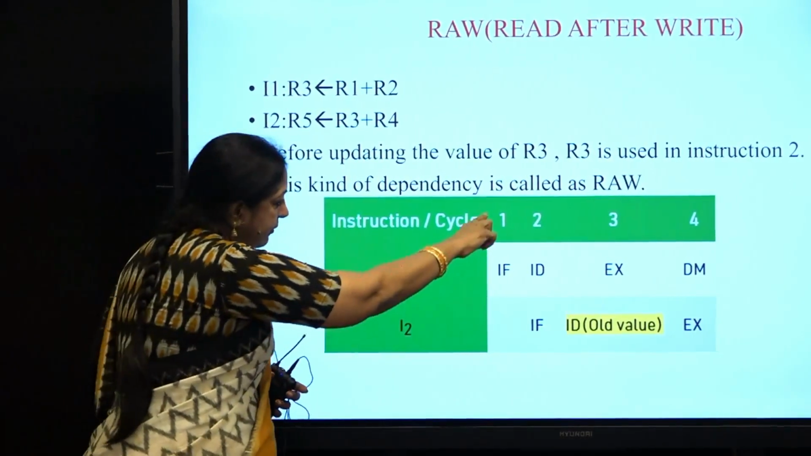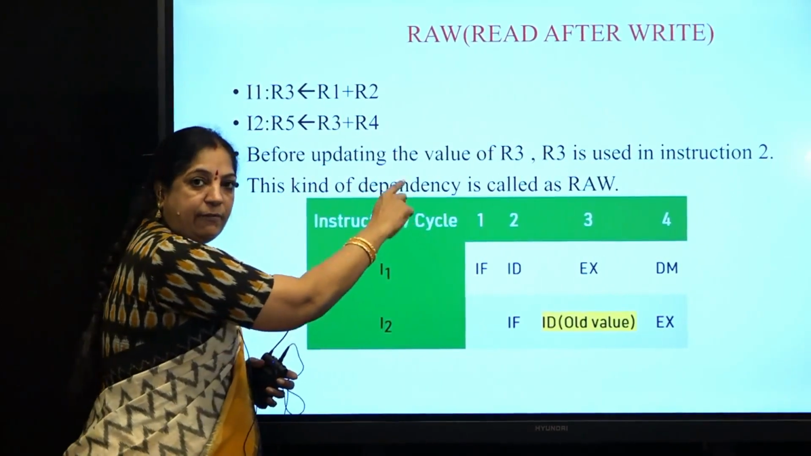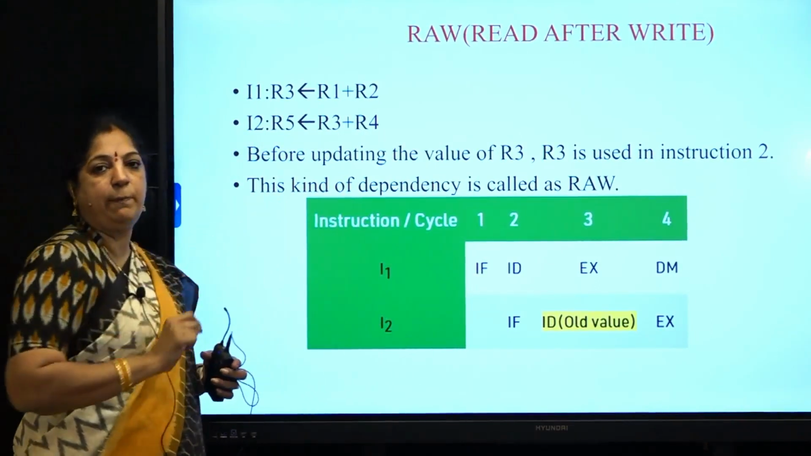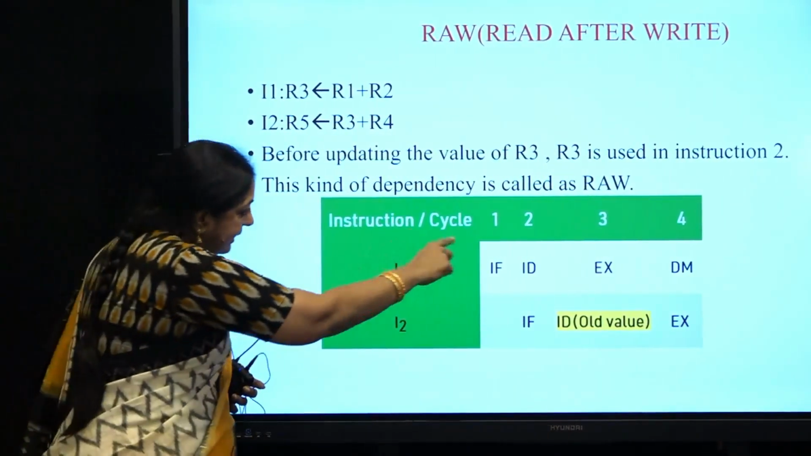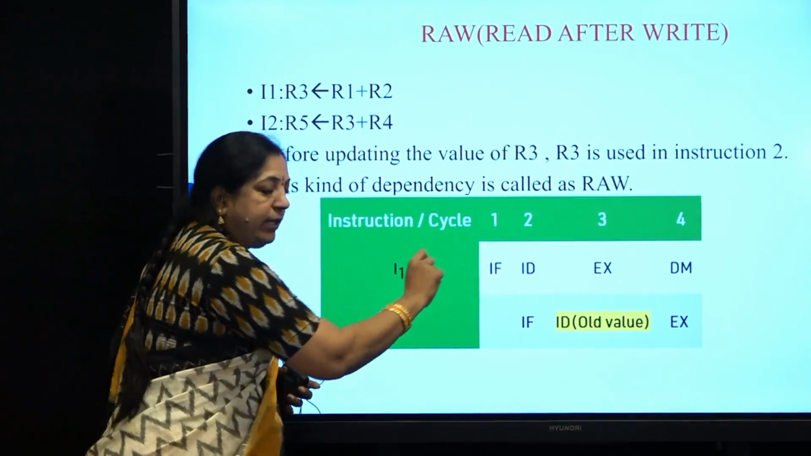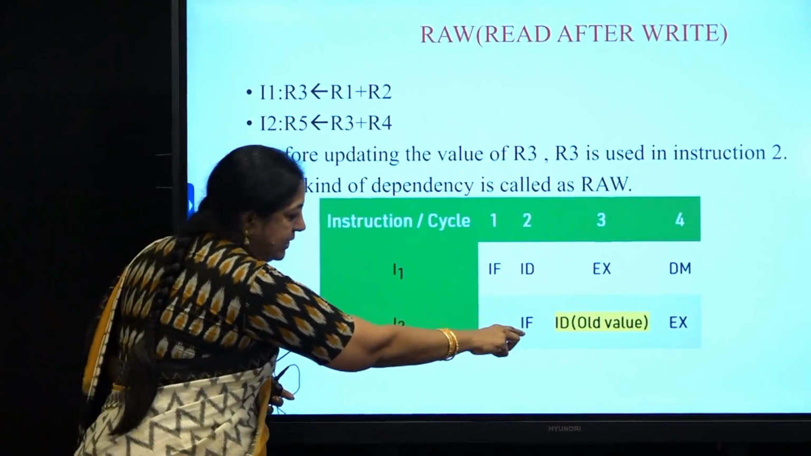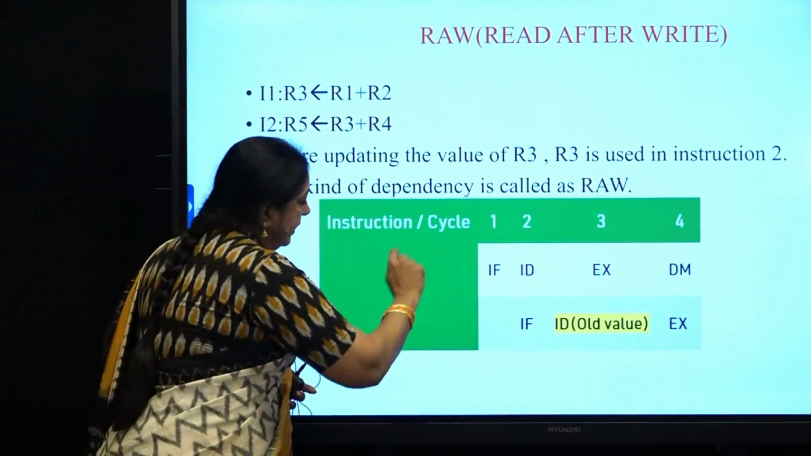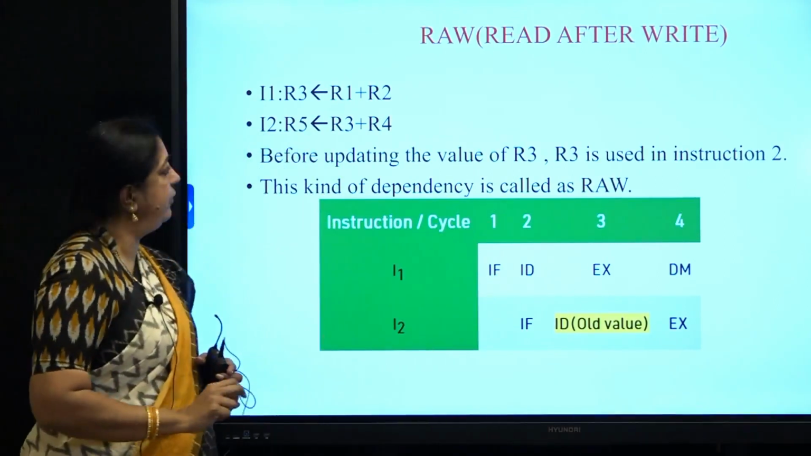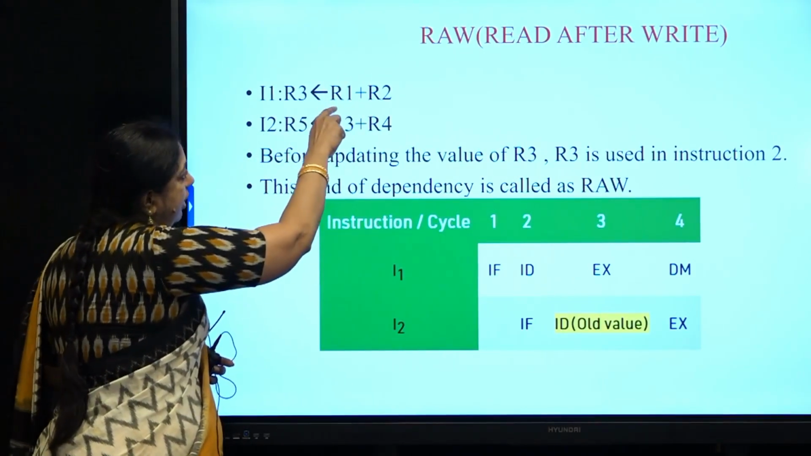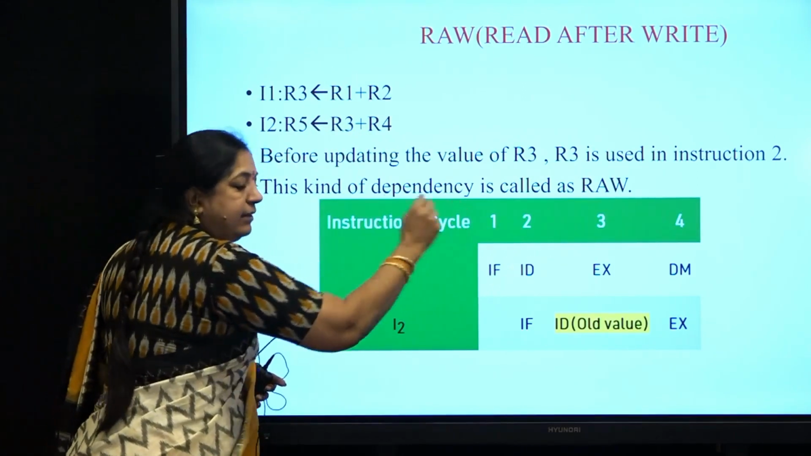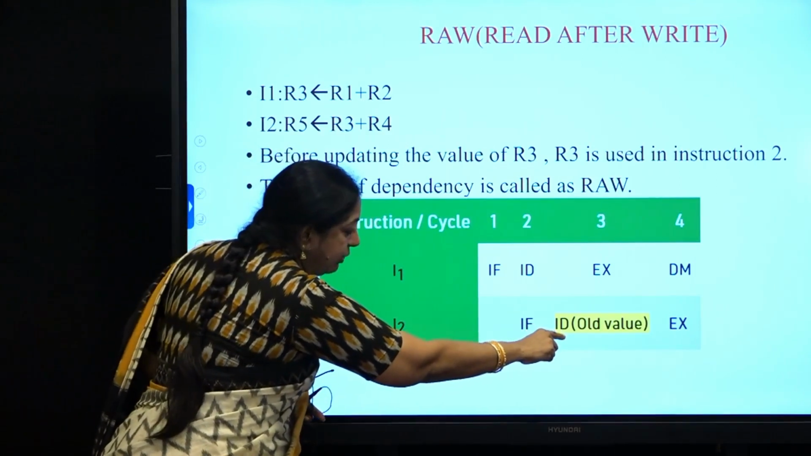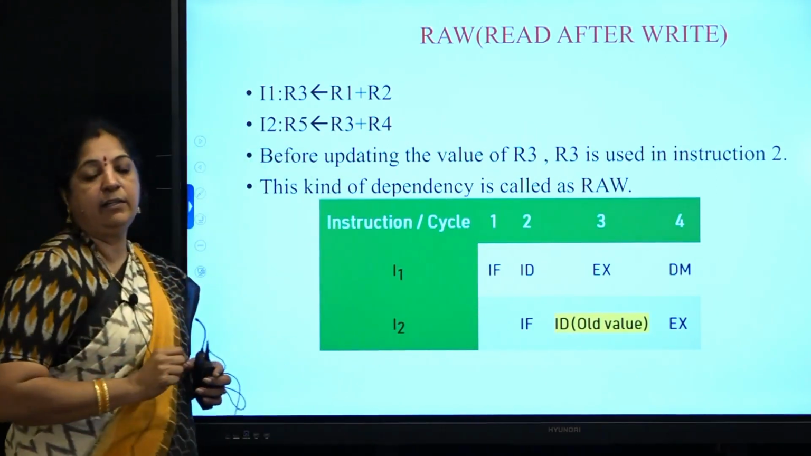Here in the first time pulse, what we are doing? For the first instruction, we fetch the instruction. In the second time pulse, the first instruction's decoding part we are doing and the second instruction is fetched. In the third time pulse, the first instruction's execution part we are doing, whereas simultaneously the second instruction's decoding part is also done in the third time pulse.